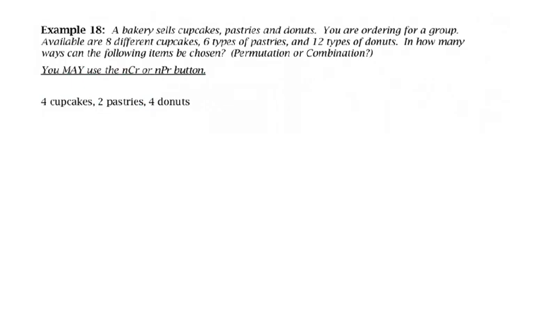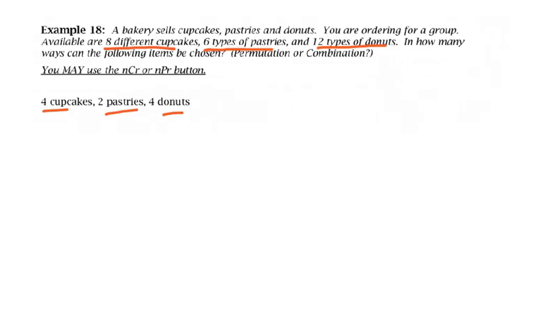Okay, example number 18. A bakery sells cupcakes, pastries, and donuts. You are ordering for a group. You have 8 different cupcakes that you could choose. You have 6 types of pastries and 12 types of donuts. So in how many ways can the following items be chosen? So we're going to choose 4 cupcakes, 2 pastries, and 4 donuts. So we're going to get 10 things all together.